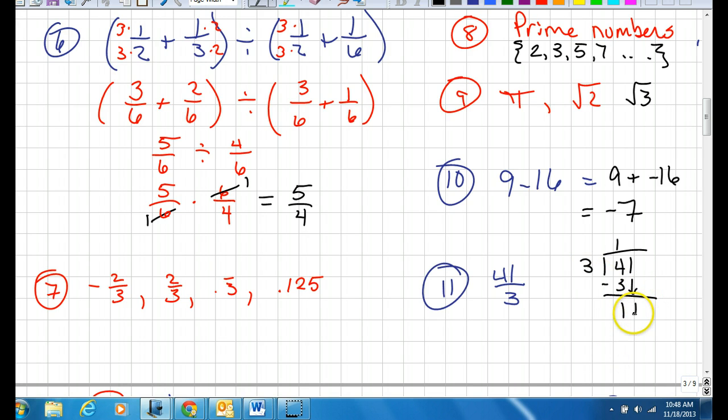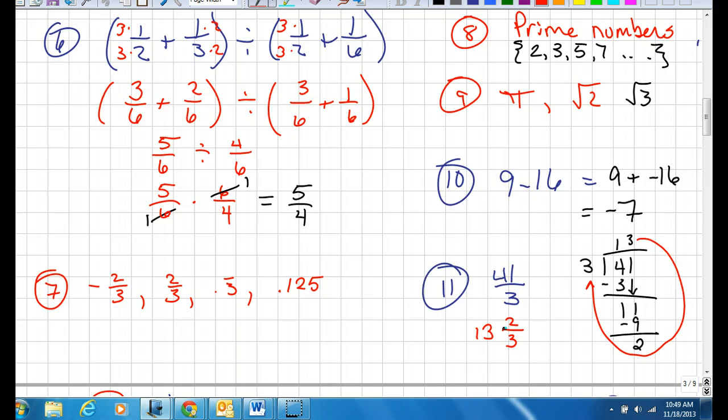3 goes into 11 how many times? 3. 3 times 3 is 9. Subtract it, you get 2. And that's 2 remainder, right? I can't go any further. So I'm going to use the clockwise rule of going from 13 to 2 to 3. So it'll be 13 and 2 over 3. Do your answer on that.